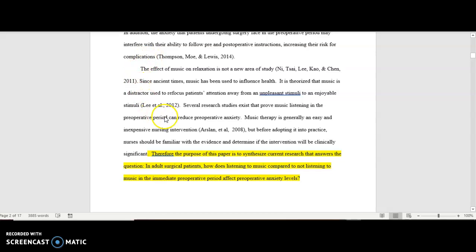But the thing I want to point out is at the end of this introduction, where you're talking about the significance, is the purpose. And this is your thesis statement. So it's important that this be included. The purpose of this paper is to synthesize current research that answers the question, and then you write out that PICO question. If I don't know your PICO question, I'm not going to understand whether you've answered the question or not. So be sure to include that thesis statement.